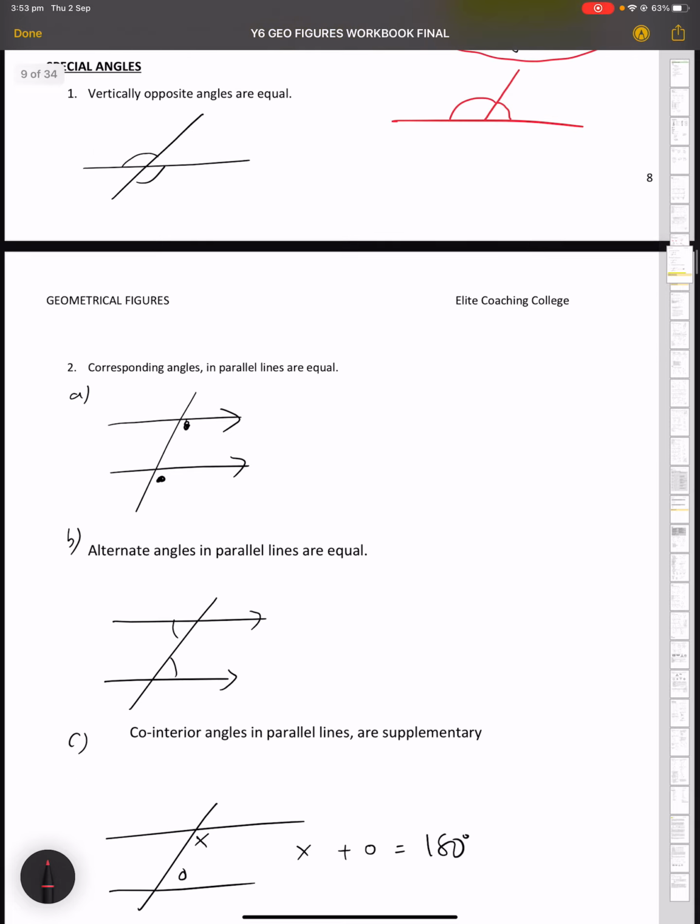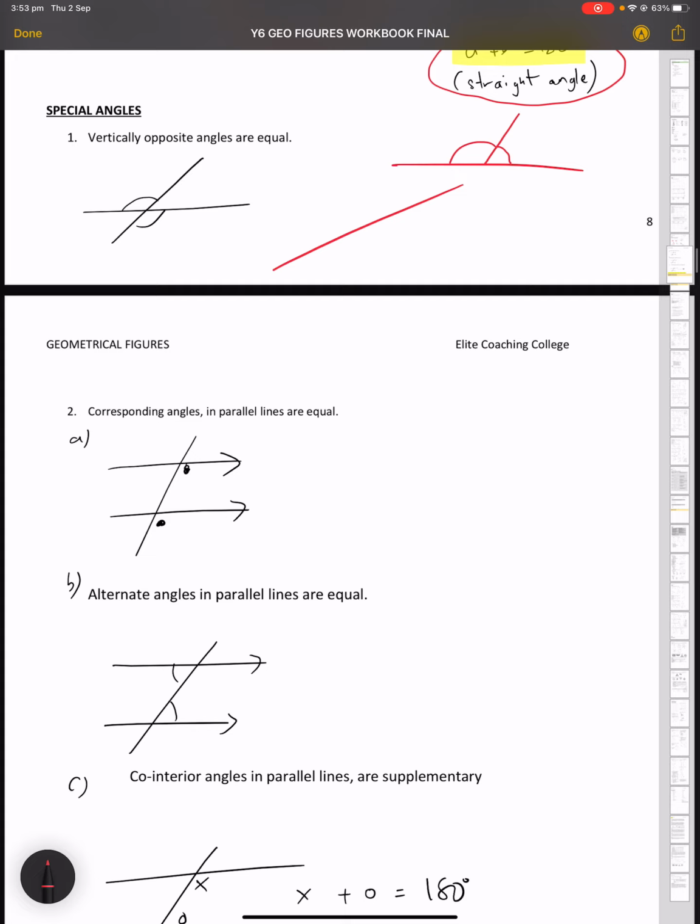Simple. Vertically opposite angles: if you have 2 straight lines that cross each other, the 2 angles that are opposite each other are equal. This is called vertically opposite angles. So let's say that one's 70 degrees. This will also be 70 degrees.